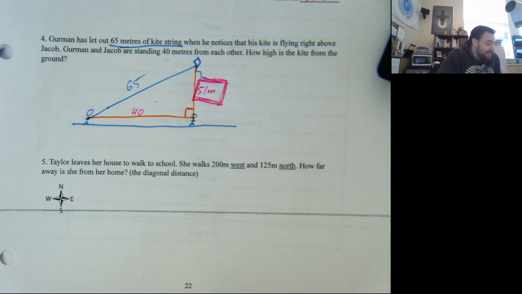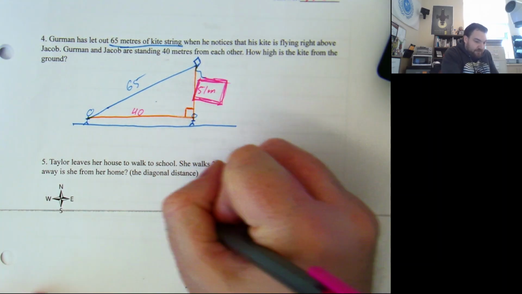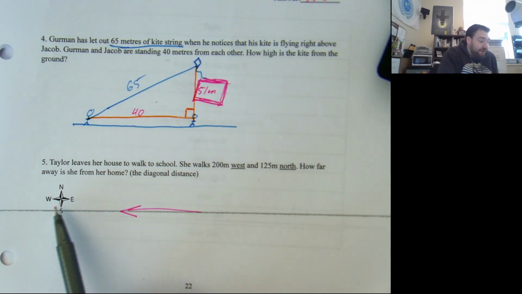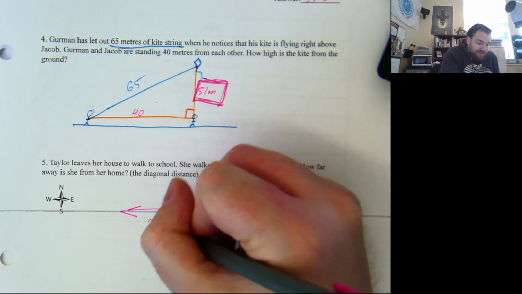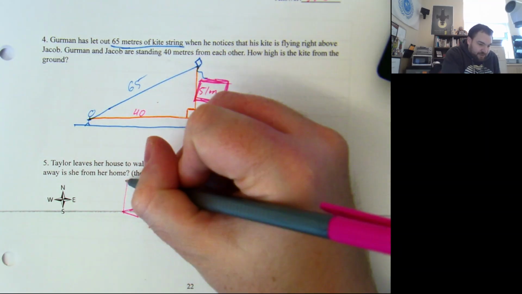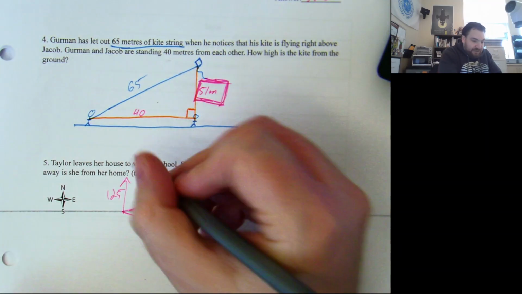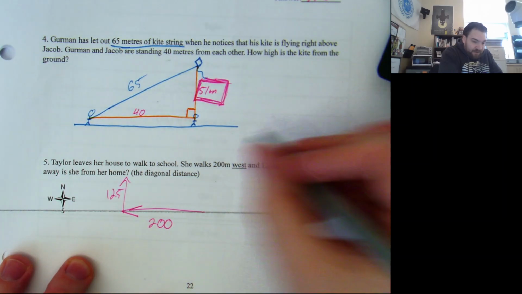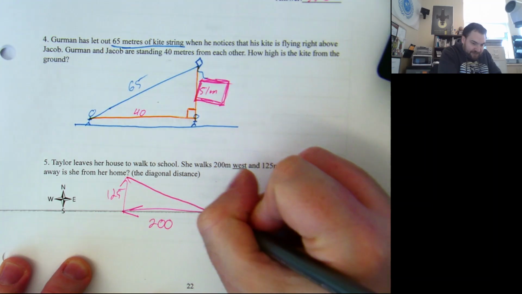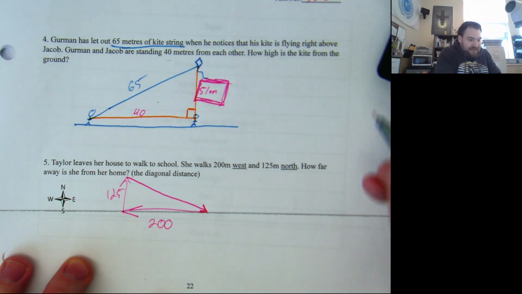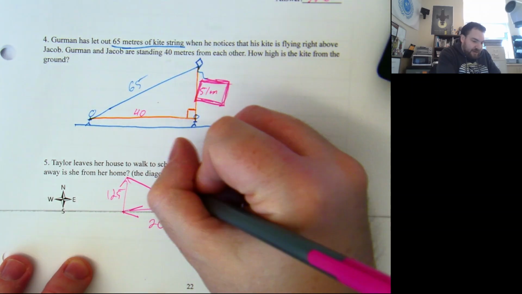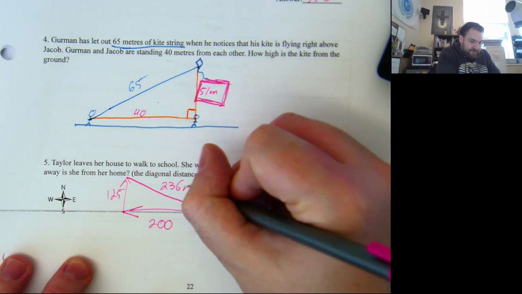And then last but not least, you have Taylor, who leaves her house walking to school. She walks 20 meters west and 125 meters north. How far away is she from her home? So she moves, and I even put a little compass on here for you. She moves 200 west. She moves 125 north. You wanted to find the distance from where she is now back to her home. This distance here is 236 meters.